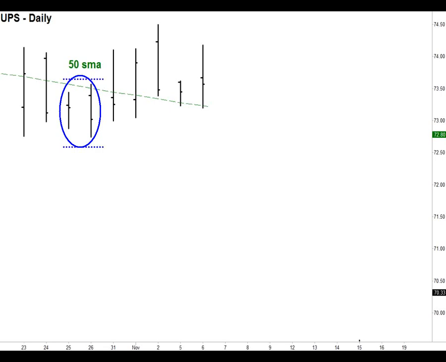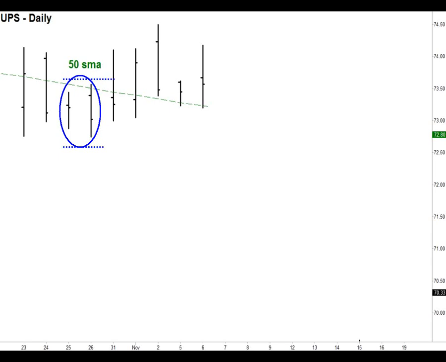So we put the brackets over the outside bar. And as you can see, on the very next bar, we broke to the upside. So at this point, UPS was telling us there's going to be a trend change, and most likely it will be to the upside. So at this point, you could have been looking for buy opportunities, signals and different strategy entry points to enter UPS.